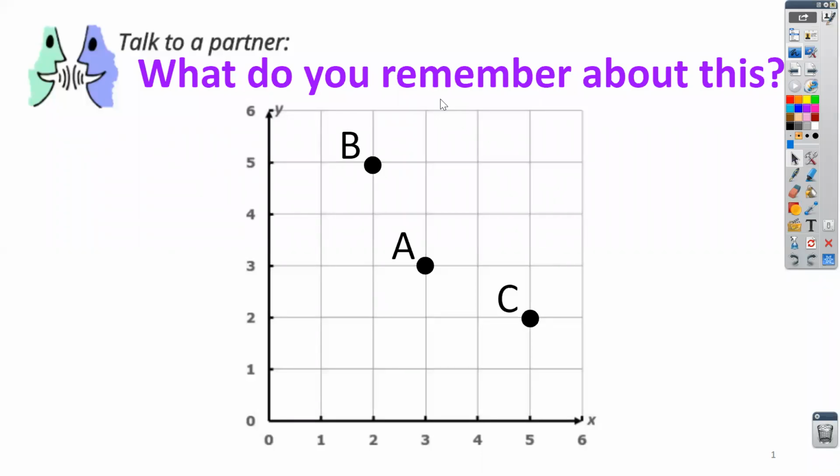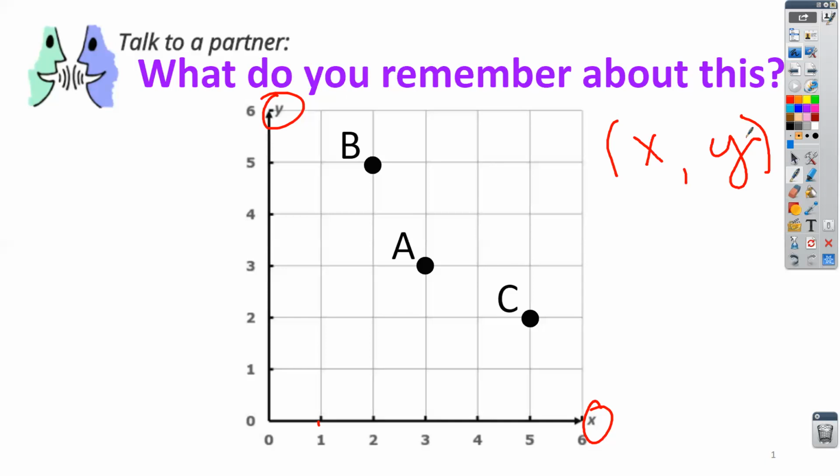Think back to 5th grade and the things that you remember about this coordinate graph. Some of the things that might come to mind: you have an x-axis and a y-axis. They're numbered 1, 2, 3, 4, 5. You can see that they're all positive. You should also remember that when I labeled coordinates, it went x and then y.